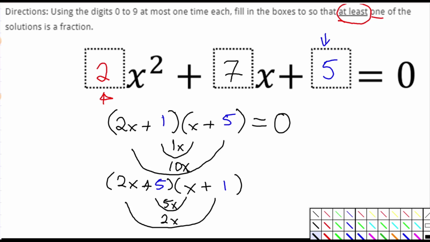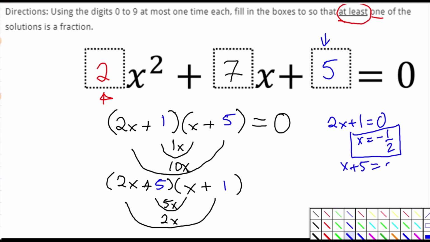And now just to check, we need to make sure at least one of these solutions is a fraction. So let's try the first one. The zero product property says I can break this apart into 2x plus 5... equals 0, and solving that. Hopefully we're getting quicker at this by now, but that'll be 1/2. So there we go. At least one of our solutions is a fraction. So we got this one right. And just to solve the other one, x plus 5 equals 0. So x is equal to -5. So there are my 2 solutions for this problem.